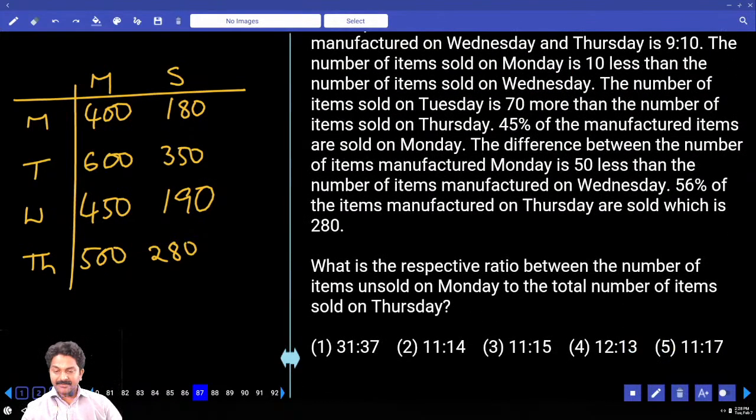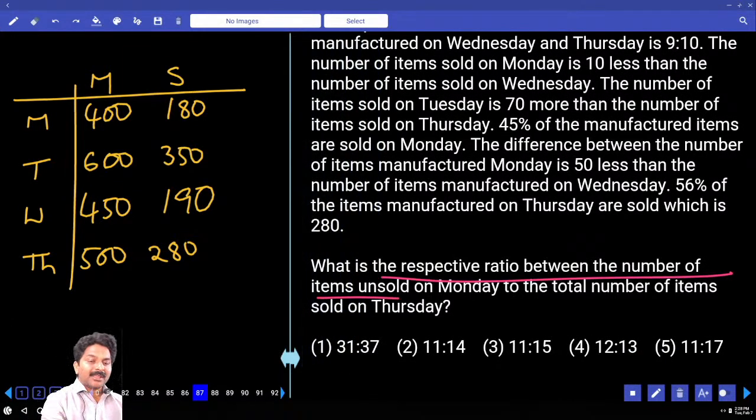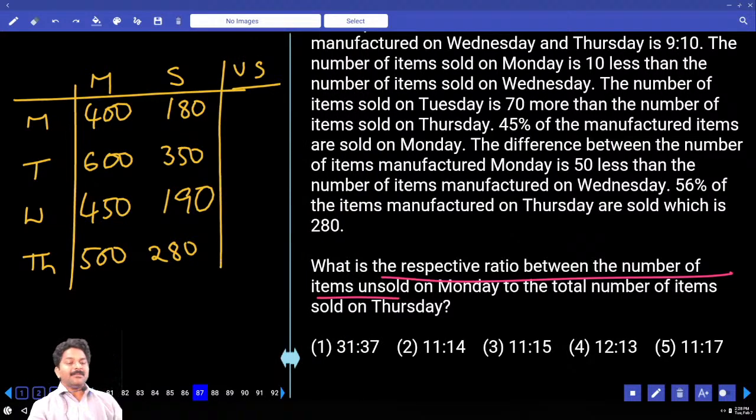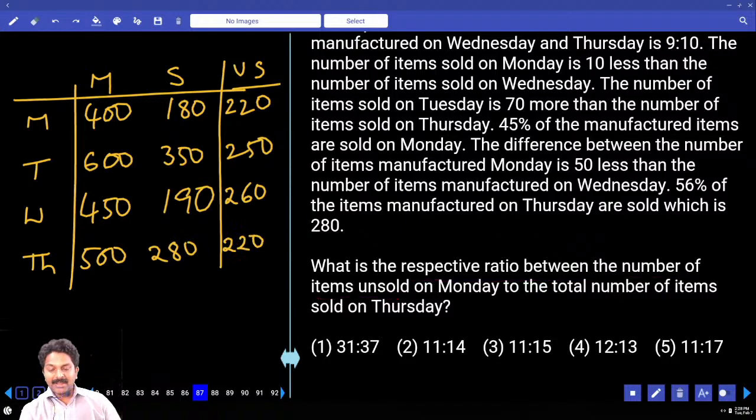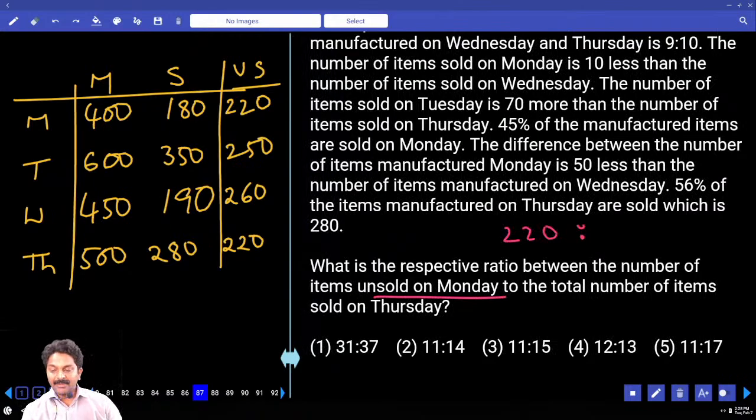Okay. Now start questions. What is the respective ratio between number of items unsold? They are talking about unsold items also. From total manufactured, if you subtract sold items, you will get unsold. 400 minus 180, 220. 600 minus 350, 250. 450 minus 190, subtract 200, add 10 later. 500 minus 280, 220.